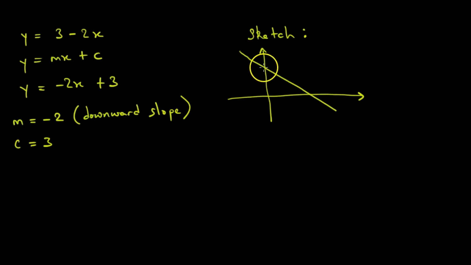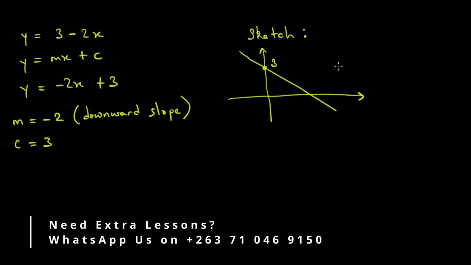Then c is equal to 3 kuroti panapa pa cross our graph the point c panenge parichi, the point the y-axis panenge pari 3. That is going to be our sketch. We now have a rough idea of what we are working with.